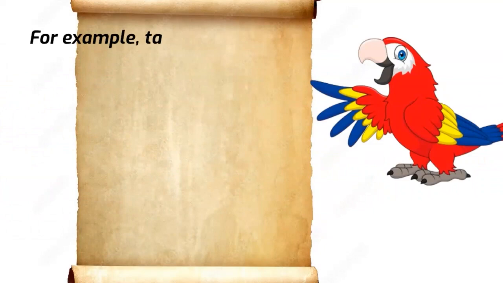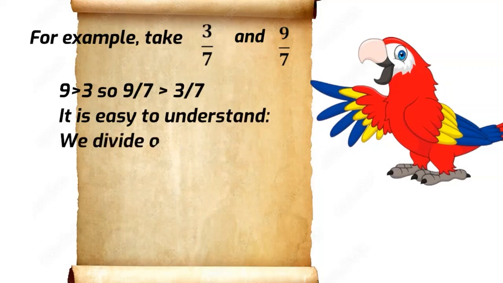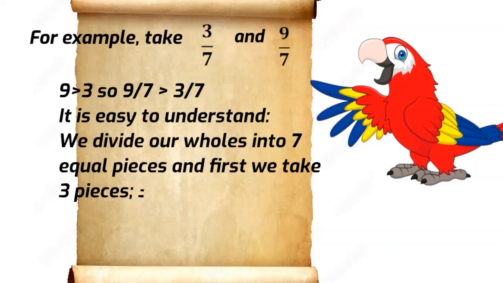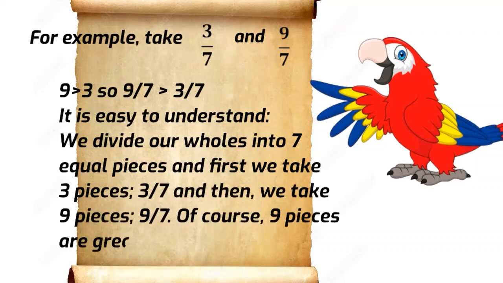For example, let's take 3/7 and 9/7. 9 is greater than 3, so 9 over 7 is greater than 3 over 7. It is easy to understand. We divide our wholes into 7 equal pieces, and first we take 3 pieces, and then we take 9 pieces. Of course, 9 pieces are greater.